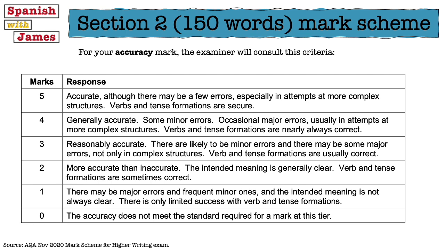To get 4 out of 5 marks, that's still a really, really good grade. It's generally accurate, minor errors, sometimes major errors, especially in more complex stuff, and your verbs and tense formations are nearly always correct. So making a couple of big mistakes might only knock you down from a 5 to a 4. Again, have a pause of this and have a read through, and then we'll go on and look at section 3.